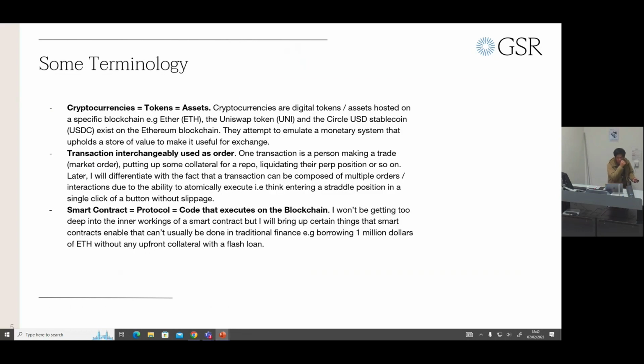Let's see. Before I jump into the whole meat of everything, I'd like to bring up some terminology that I often use. Cryptocurrencies, tokens, assets are something that I use synonymously, in the sense that cryptocurrencies are just digital tokens, assets on the blockchain. And I'll be thinking about them more so as hosted on a specific blockchain. So you might hear about specific cryptocurrencies such as Cardano, or let's say Chainlink or whatnot.